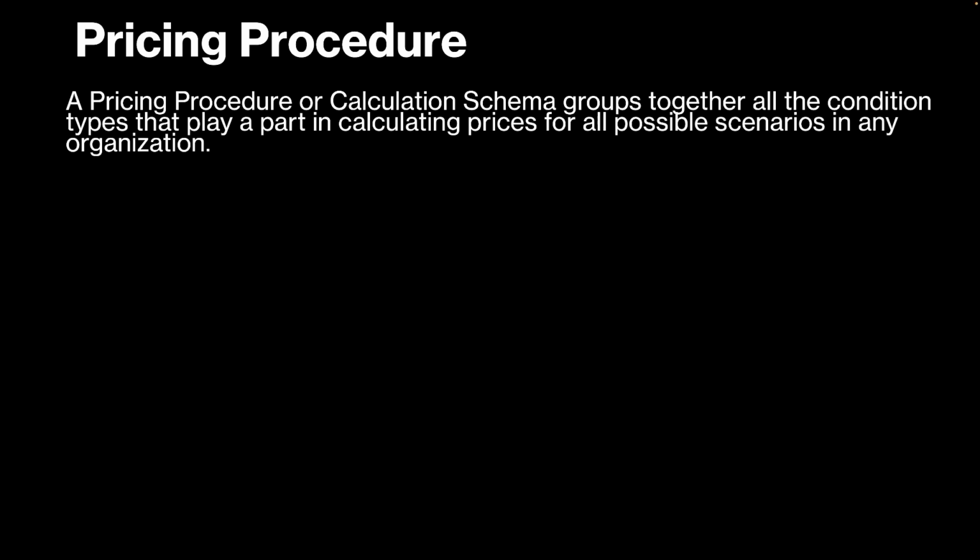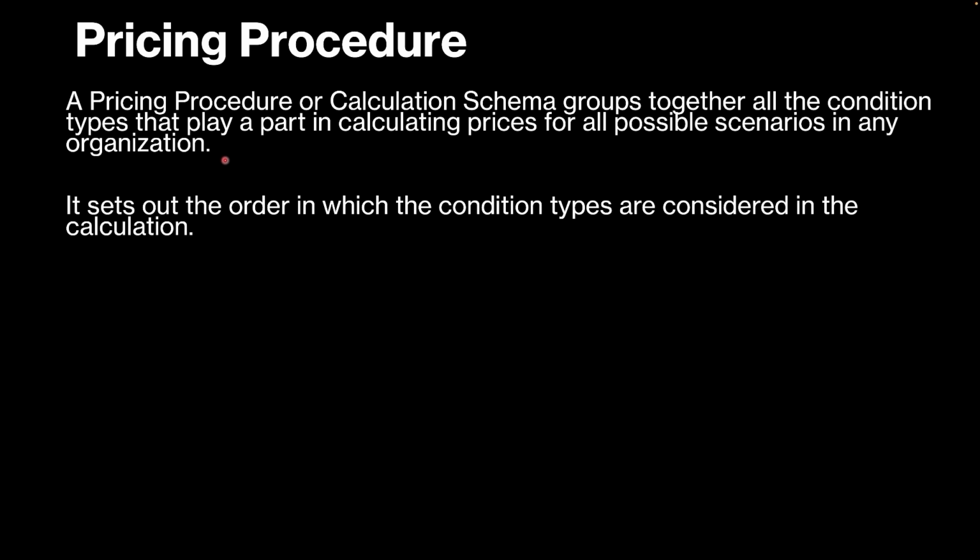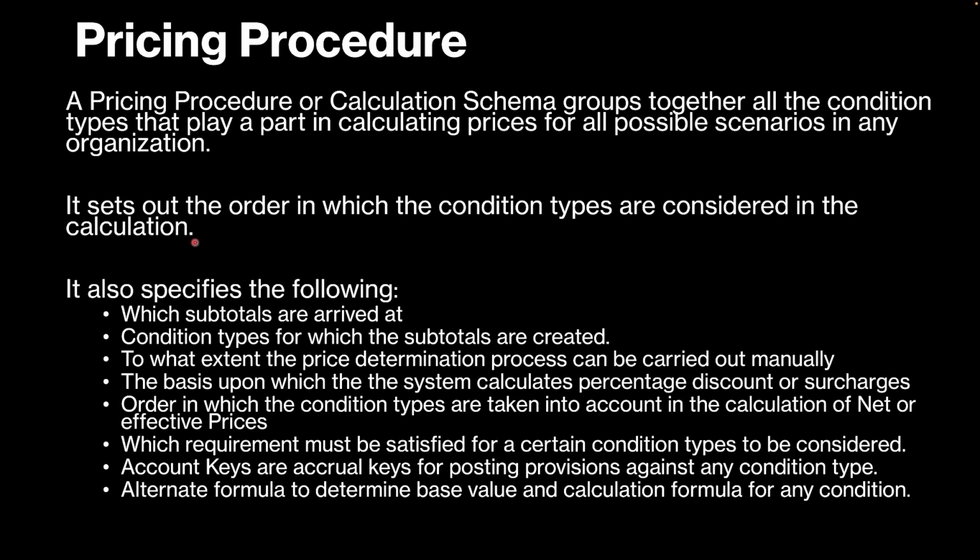Okay, so you can see a pricing procedure or calculation schema groups together all the condition types that play a part in calculating prices for all possible scenarios in any organization. And you can see this pricing procedure sets out the order in which the condition types are considered in the calculation. And you can see the pricing procedure specifies the following. The pricing procedure decides which subtotals are arrived at. The subtotals are basically the intermediate calculated amounts which you can use for reporting and for further calculations in the pricing procedure.